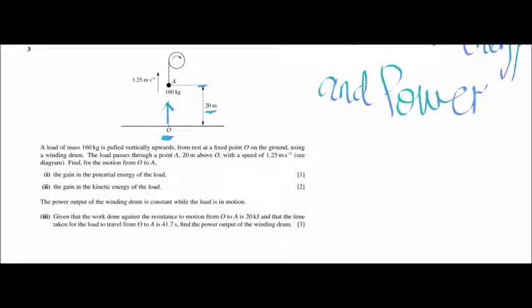As the mass is being pulled upwards towards point A, the speed with which it is moving is 1.25 meters per second. The question says the load passes through a point A 20 meters above O with a speed of 1.25 meters per second. For the motion from O to A, we have to find the gain in potential energy of the load and the gain in the kinetic energy of the load. So let's do part 1 first.